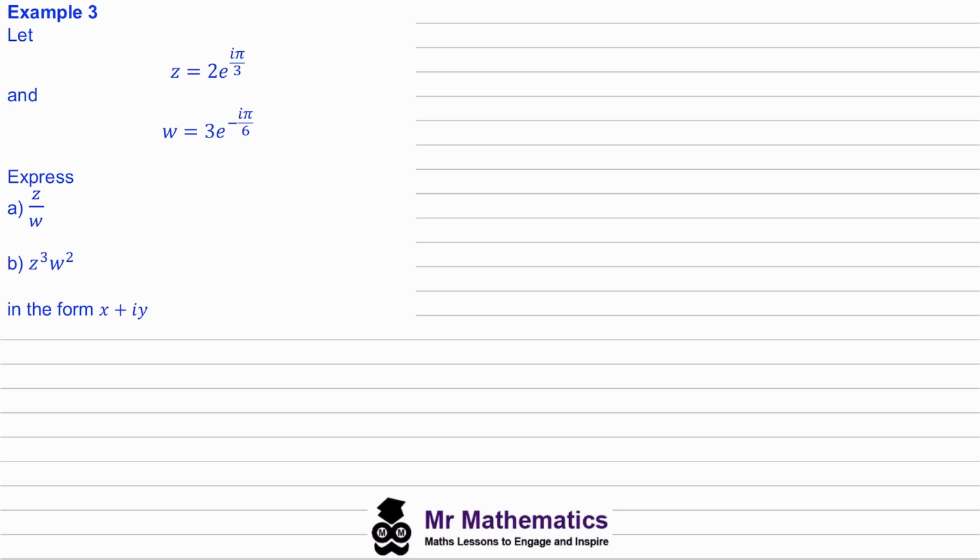Okay, so welcome back if you had a go. So if we divide 2e to the pi i over 3 by 3e to the negative pi i over 6, well, we can have 2 divided by 3. This will be our modulus or magnitude multiplied by e, and then we can use the division rule of indices with these two. So we'll have pi i over 3 minus the negative, so this becomes a positive pi i over 6.